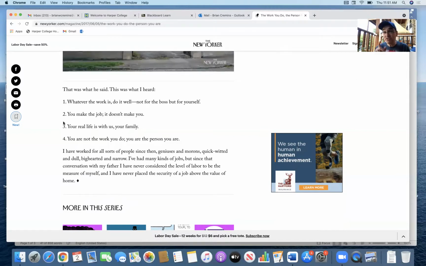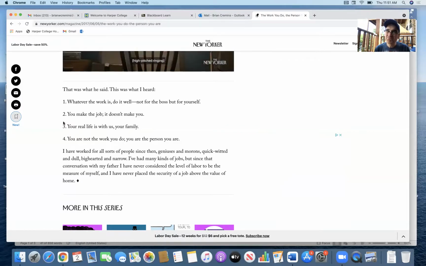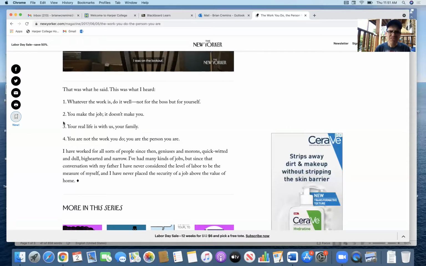And then lastly, the most important one: you are not the work you do, you are the person you are. So think about all those for a minute, especially as the train passes by again here. You've got 4 lessons that she gathers and she elaborates on them.